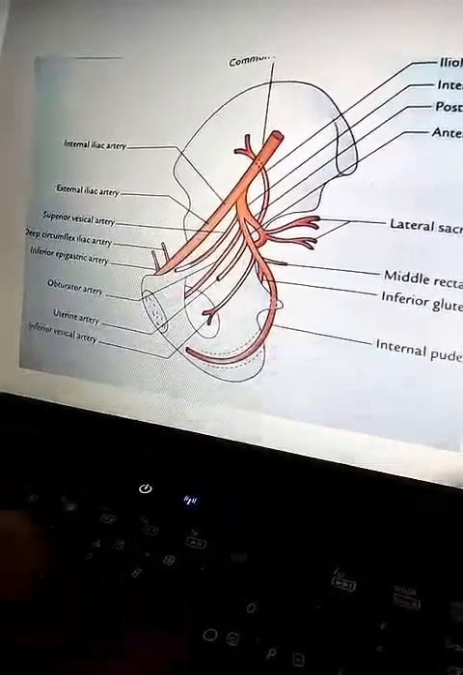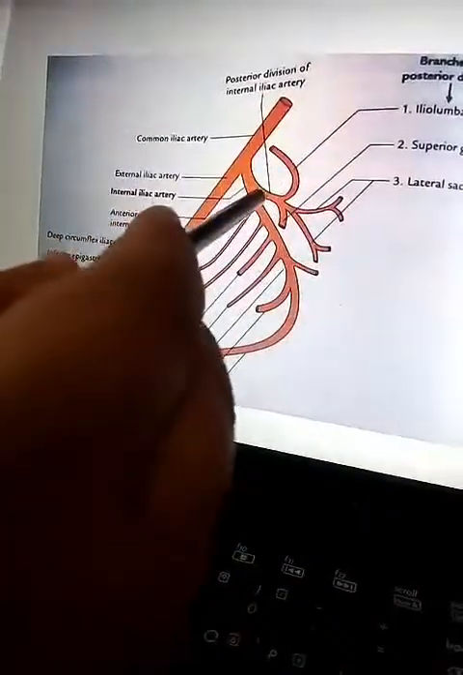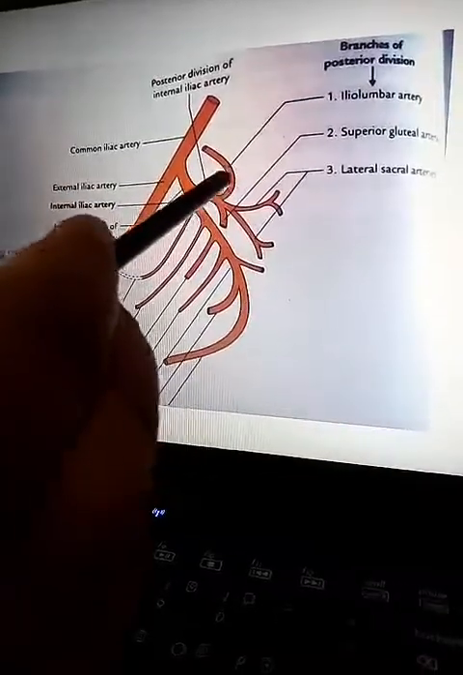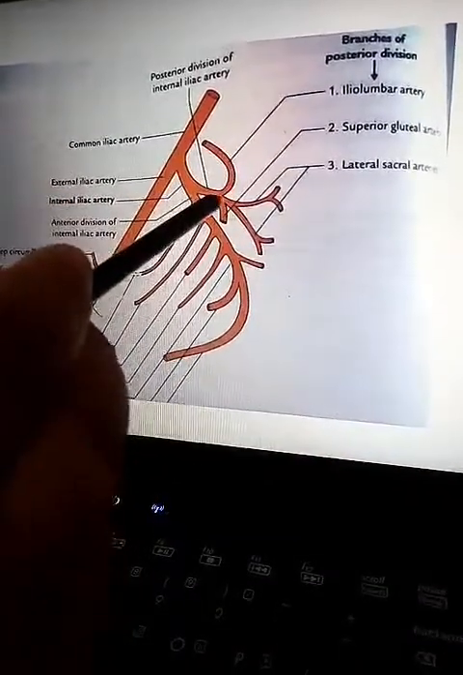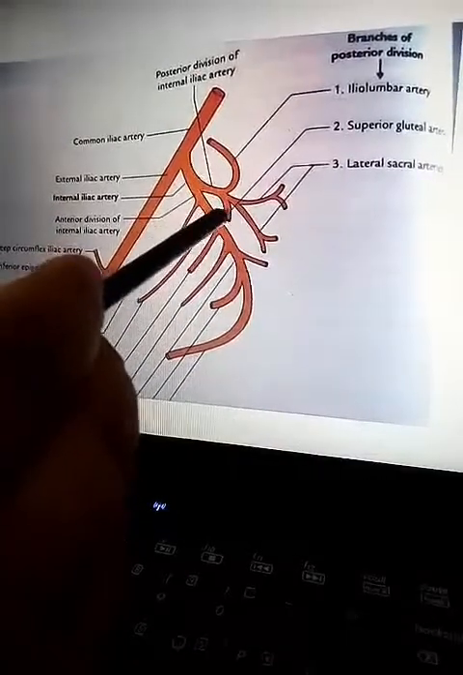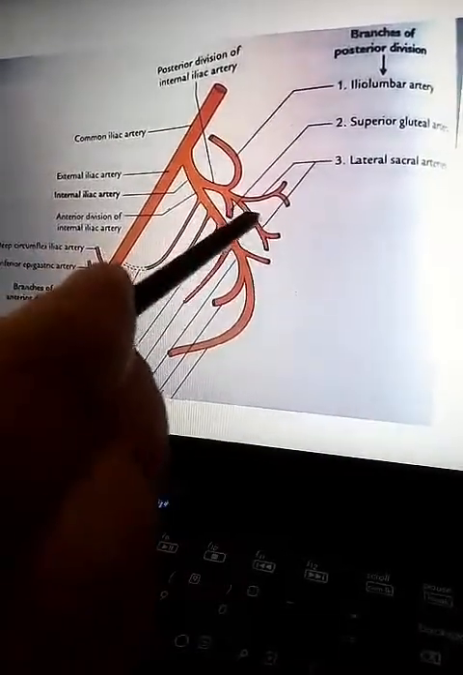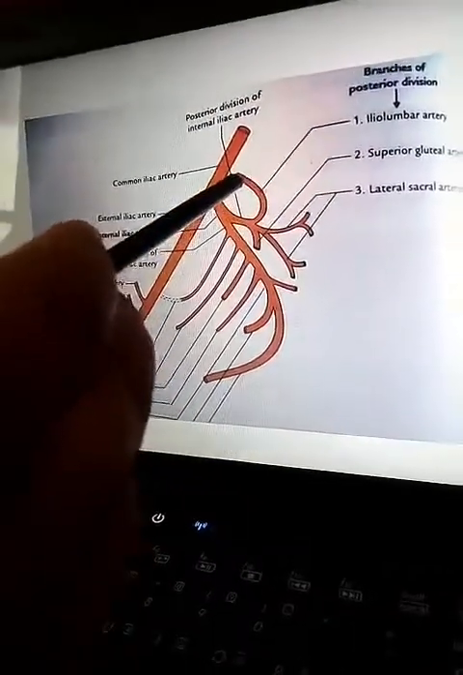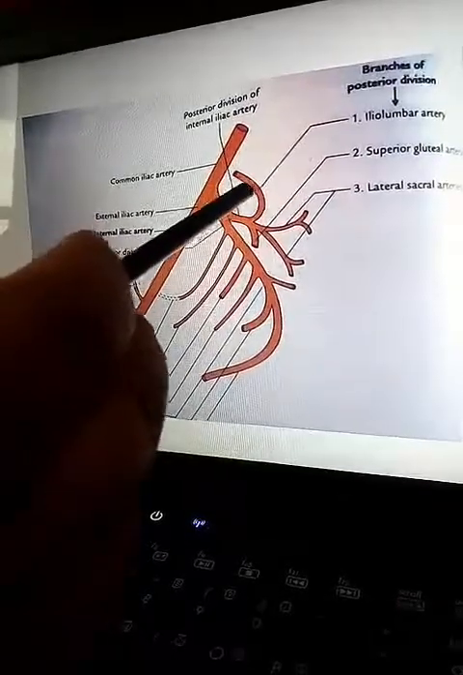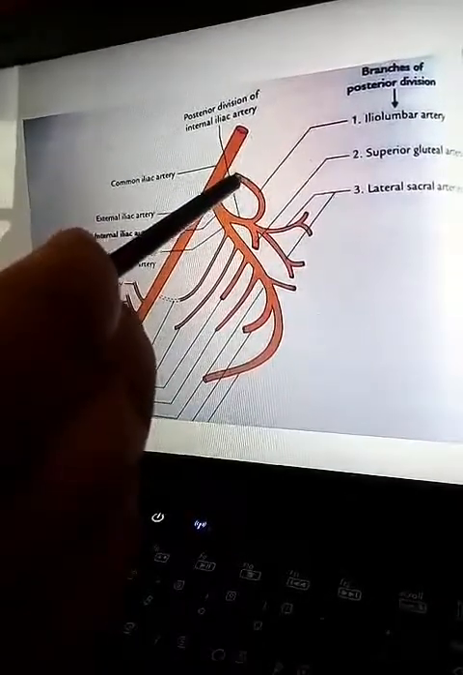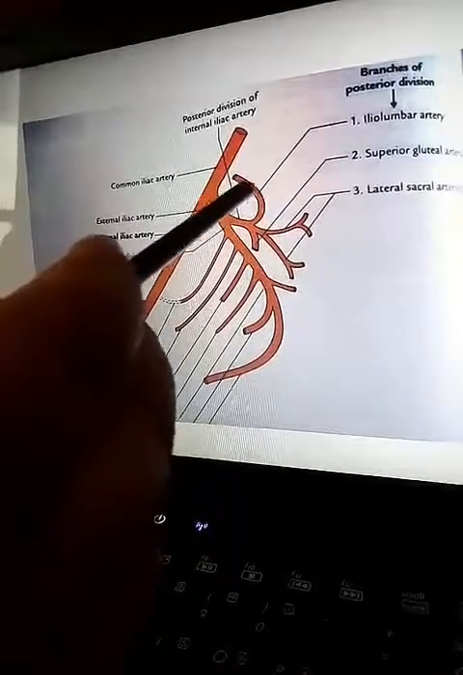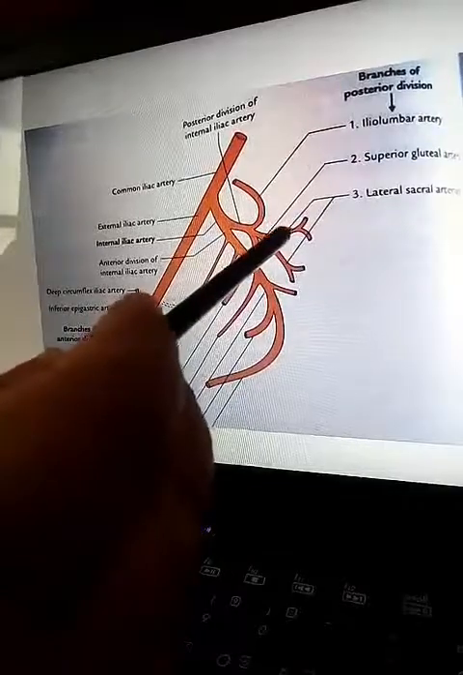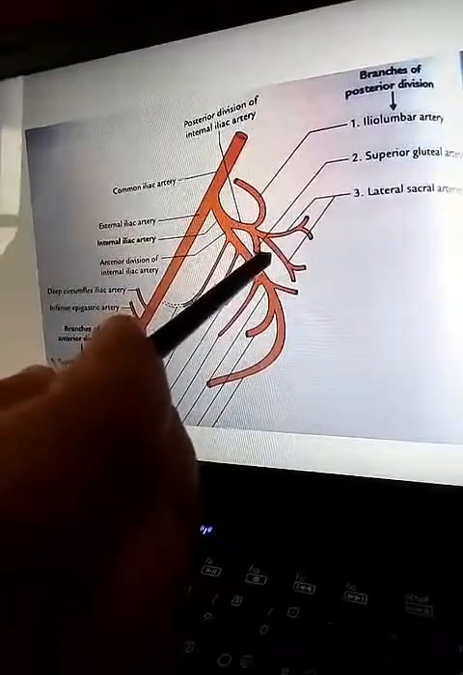Now branches from the posterior division. So this is the posterior division. There are three branches from the posterior division: iliolumbar artery, superior gluteal artery, and the lateral sacral arteries. Iliolumbar artery ascends upwards along the sacroiliac joint behind the external iliac vessels, where it divides into lumbar and iliac branches. Lateral sacral arteries are usually two, upper and lower.